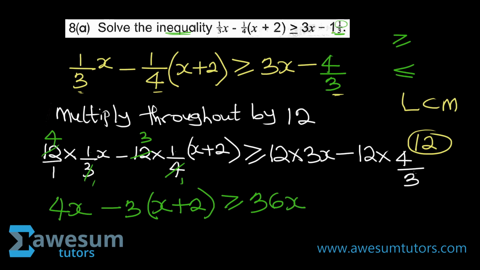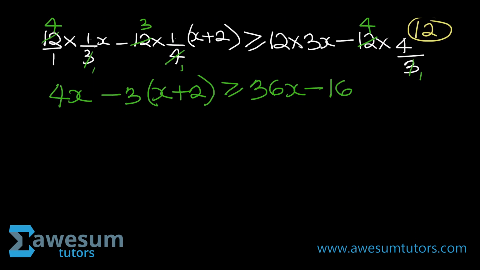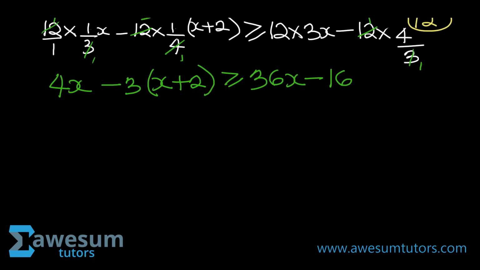What about this? 3 here 1, 3 in 12 is 4. So now 4 times 4 is 16. So I have minus 16. I hope you all understand what we just did right there. Now let us go ahead and continue to simplify.